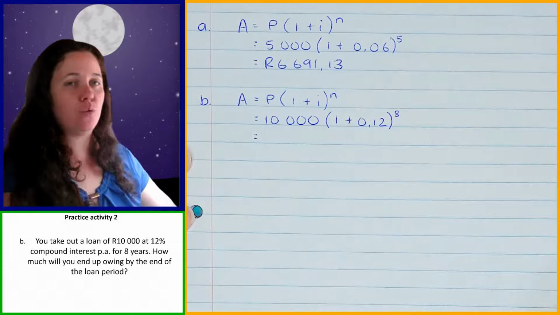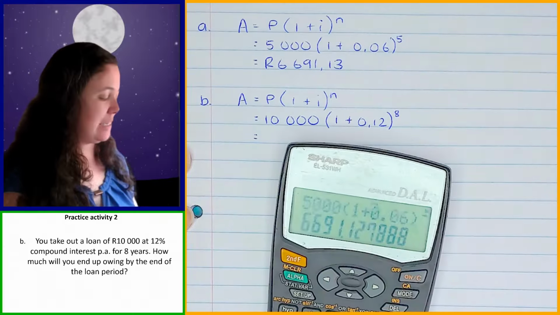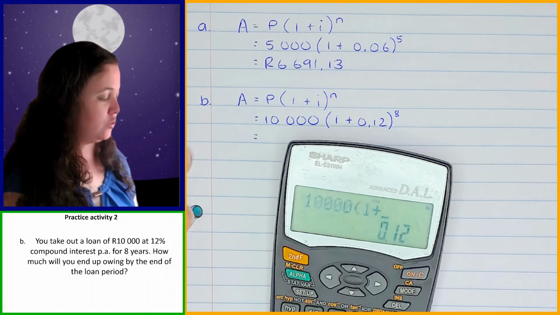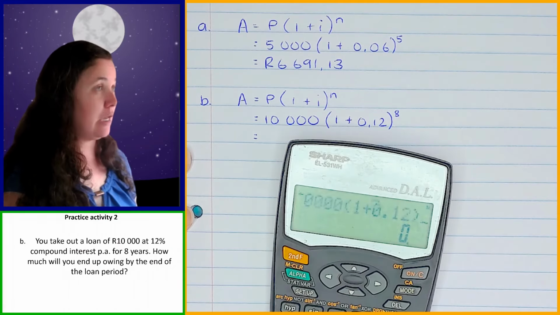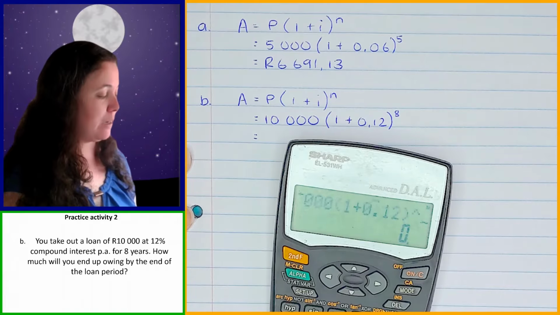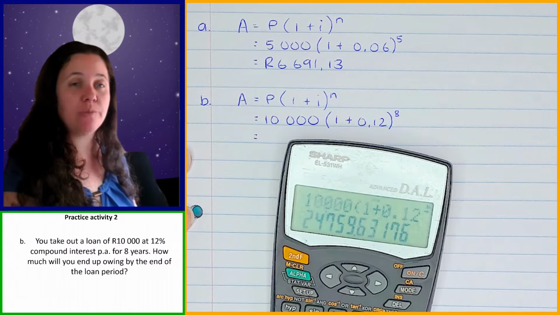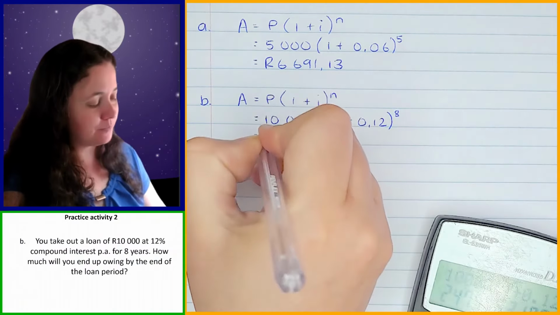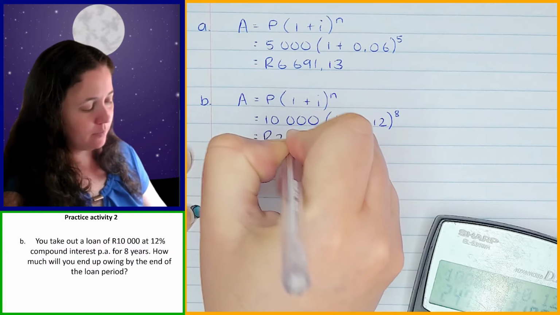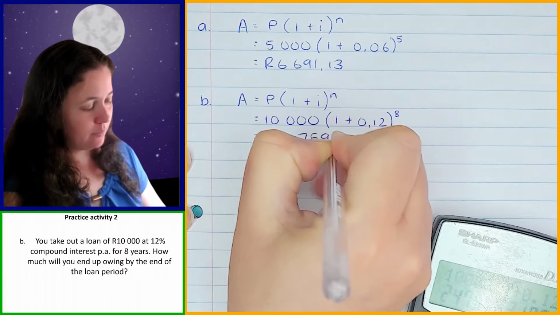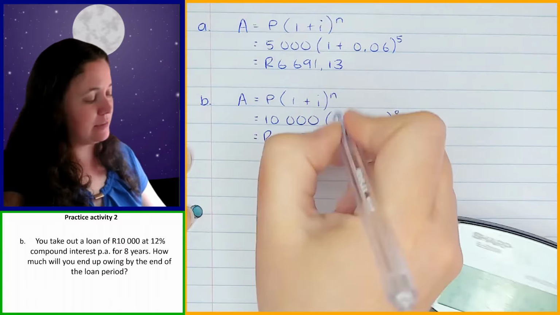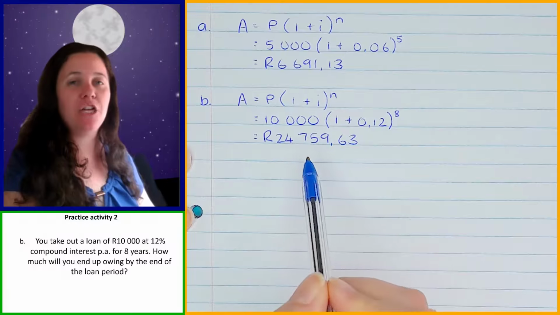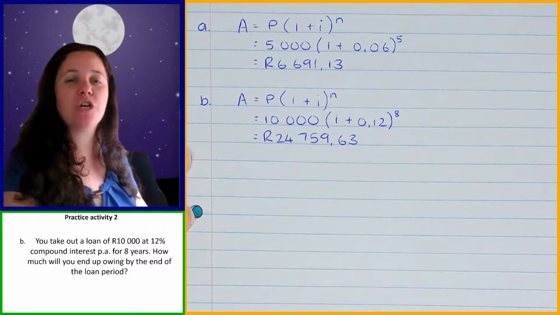Okay, so now let's work that out. So I'm going to have 10,000, then in brackets 1 plus 0.12, and then outside the brackets I have the exponent to the power of 8. Okay, so that's going to be 24,759 Rand and 63 cents. Okay, so this is how much you will end up owing at the end of the 8 years. Okay, now let's go on to the last question for today.